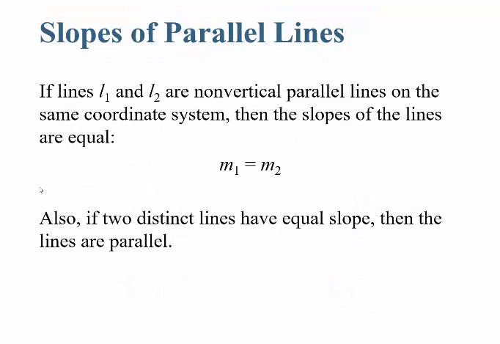All right, so if L1 and L2 are non-vertical parallel lines on the same coordinate system, then the slopes of these lines are equal, where m1 is equal to m2. Also, if two distinct lines have an equal slope, then the lines are parallel. So it works both ways. If they're parallel, slopes are equal. If their slopes are equal, they're parallel.